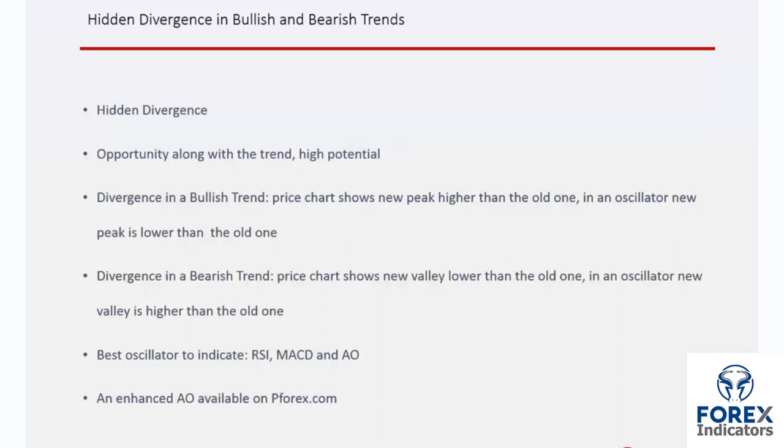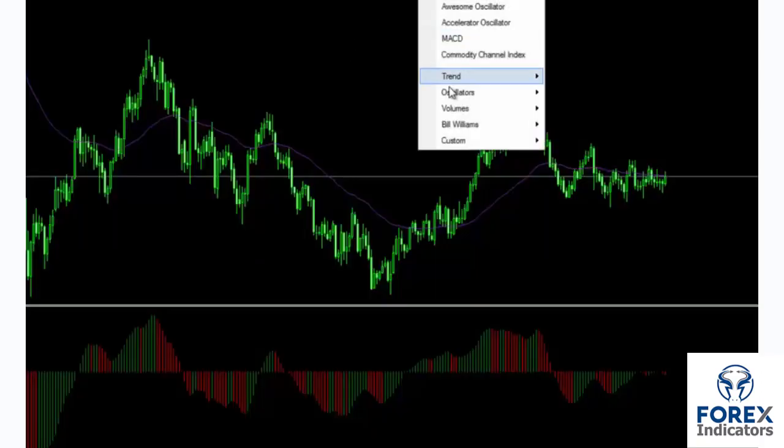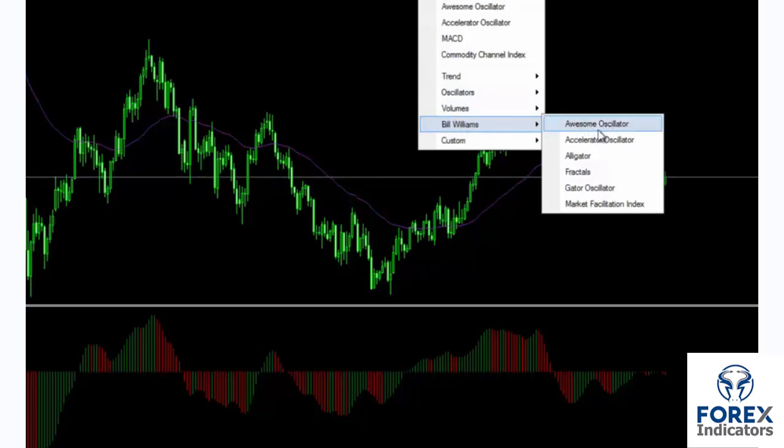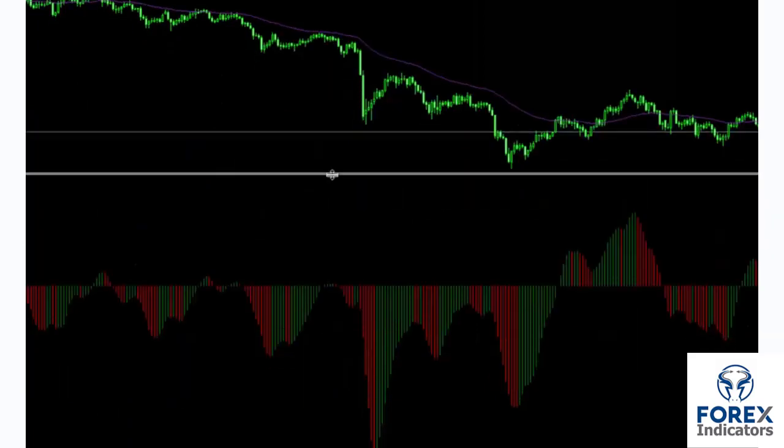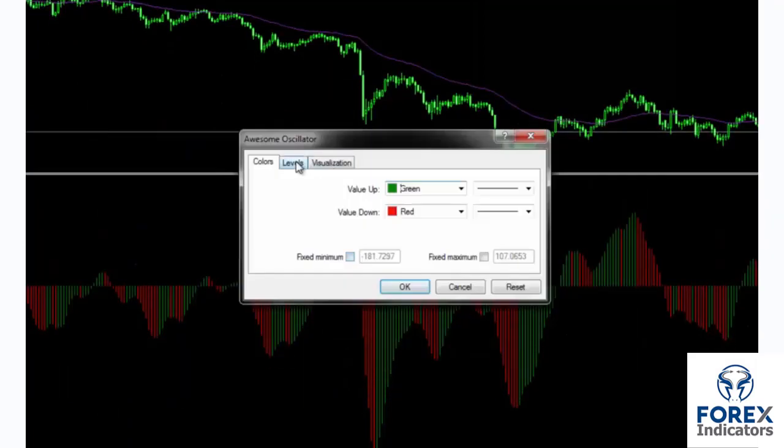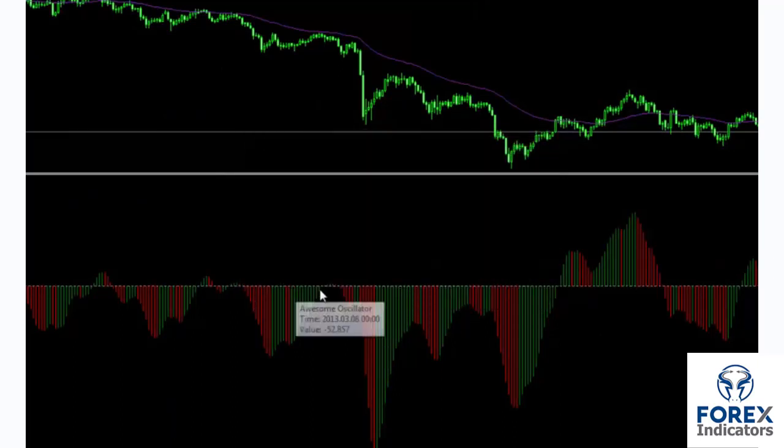MACD, RSI and AO are the best oscillators to detect a hidden divergence on a market trend. A trader can download customized AO from Forex.com, which is enhanced for higher utility. Traders can insert AO, Awesome Oscillator, from the Bill Williams option of the indicator menu. A trader can insert Level 0 from the AO Properties window.